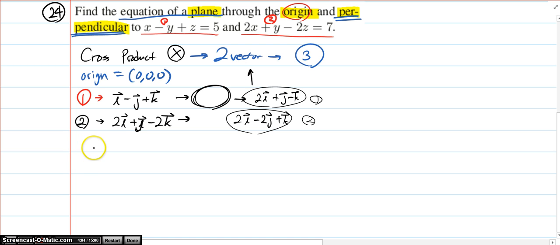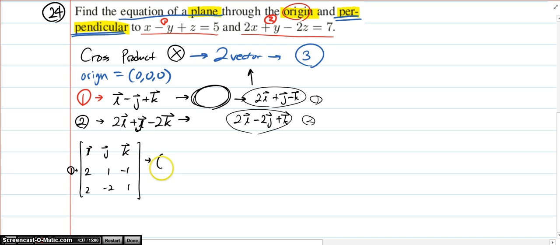The basic form of the cross product is the same as a matrix, and the top row is i, j, and k. And here go the coefficients of the vectors. So the number 1 vector is 2, 1, and negative 1. And the second one is 2, negative 2, 1. So it's just the same as getting a determinant of a matrix.